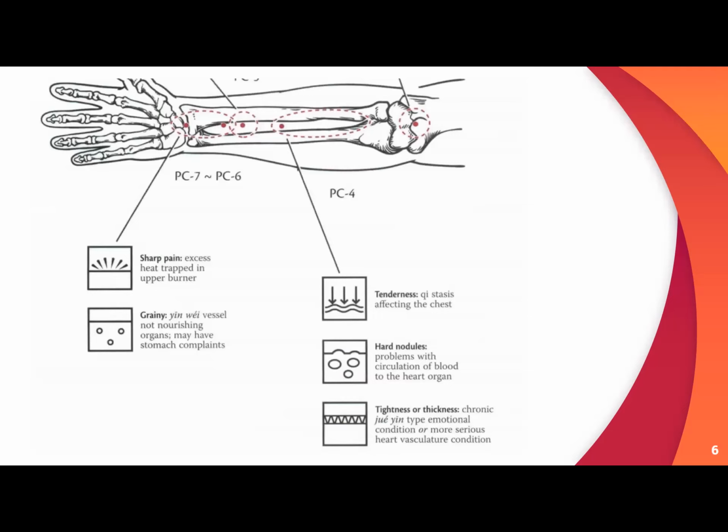Sharp pain in the pericardium 7 and pericardium 6 area indicates excess heat trapped in the upper burner, or the heart and the lungs. A grainy sensation here would indicate Yin not nourishing the vessels and organs, and we have stomach complaints. Tenderness in pericardium 4 would indicate Qi stasis affecting the chest.